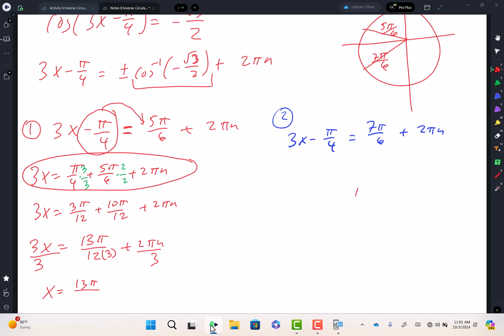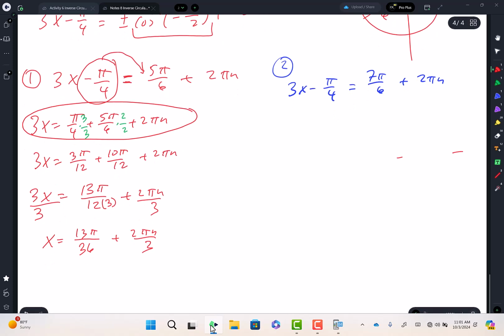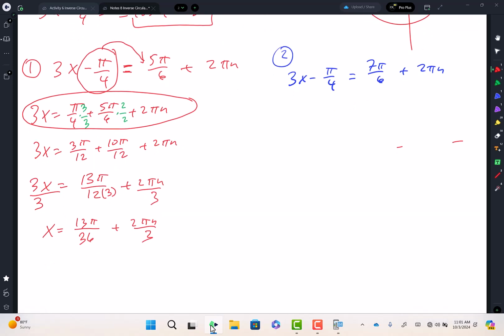Okay, I'll do it here on the side. Oh, wait, no. No, I'll do it. I get it. 13 pi over 12 times 1/3. Just put the 12. See, put the 3 next to the 12. You know what I mean? No, please ask. I'm sure there's others, so ask. Always ask. 13 pi, what's 12 times 3? 36. That does not reduce. Plus 2 pi n over 3. Oh, wait. Does that reduce? No, it doesn't.